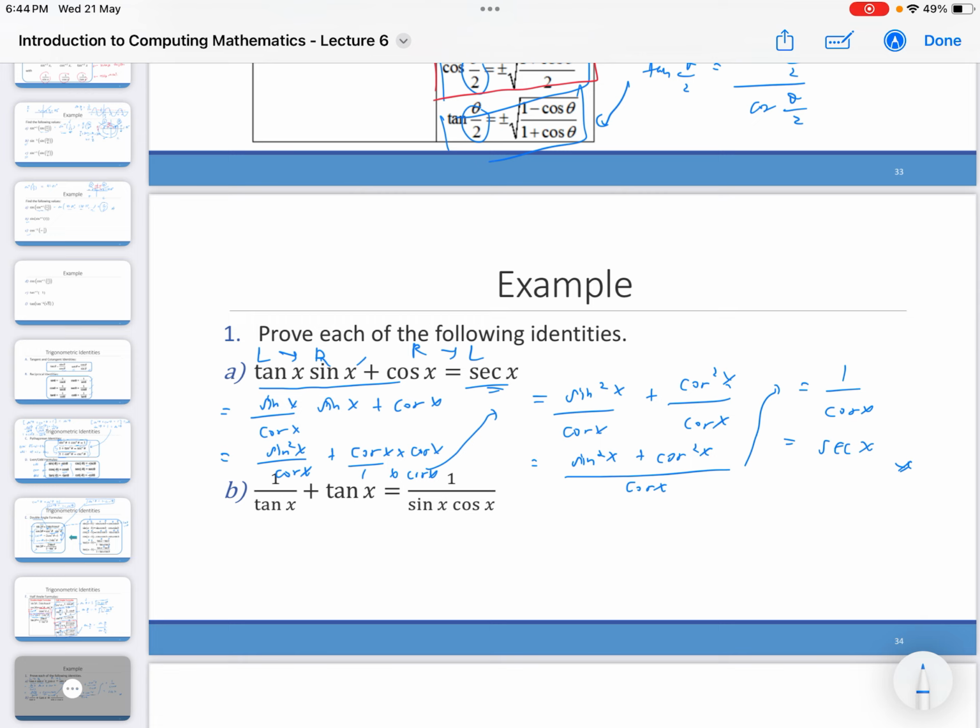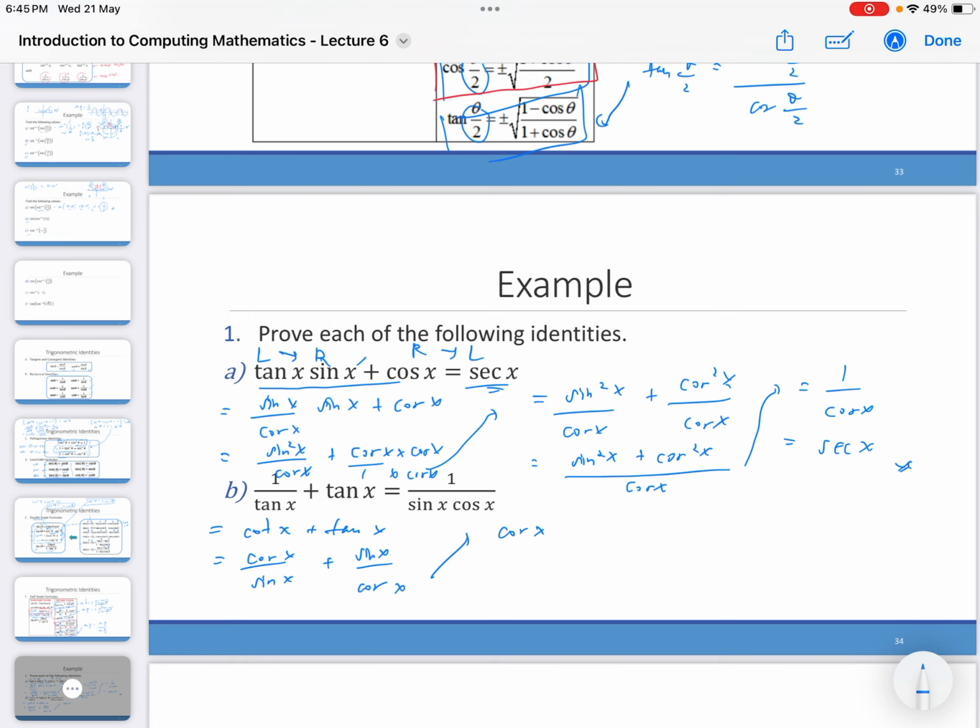Okay, so let's look at B. We have 1 over tangent x plus tangent x equals 1 over sine x cos x. For this one I want to start from the left. So 1 over tangent x is actually cotangent x, plus tangent x. And then we know cotangent x is cos over sine, and tangent x is sine over cos. And then again, we want to make the denominator the same.